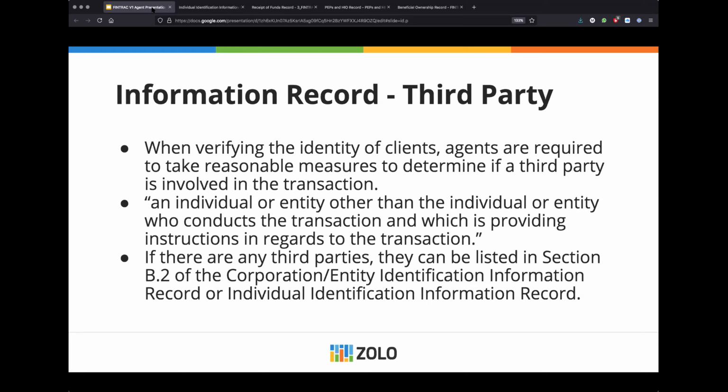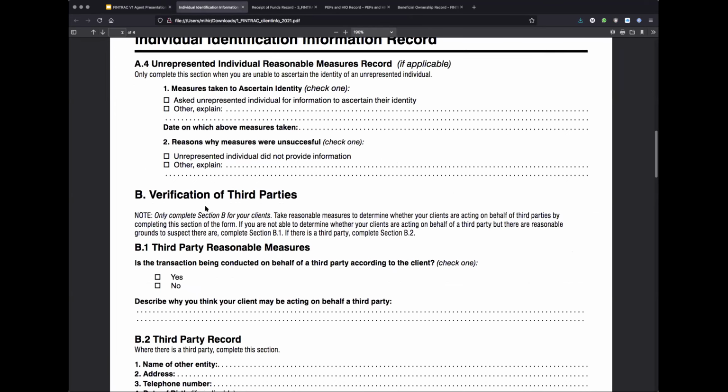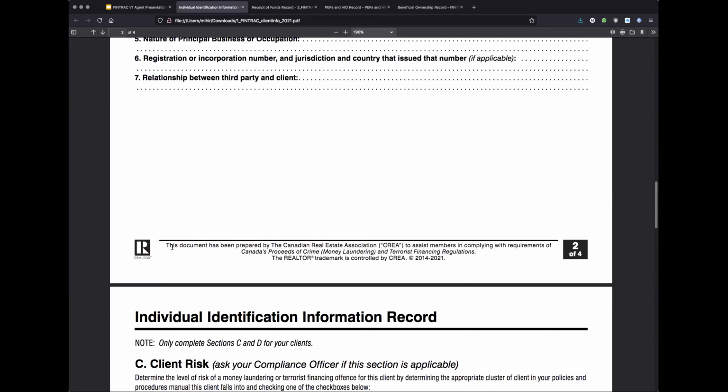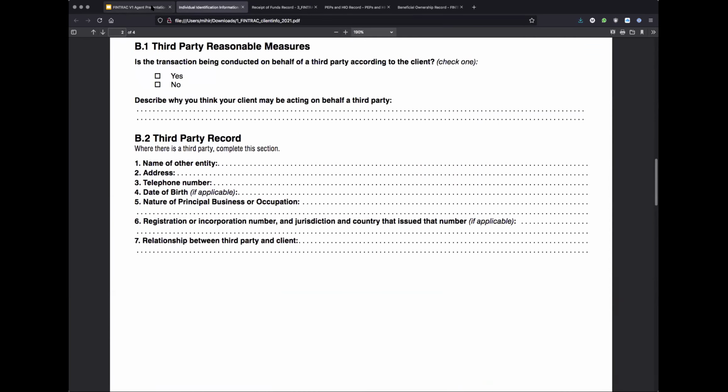I will give you a specific example of a third party in the next slide, but it's important for you to know if there are any third parties, they can be listed in section B.2 of the corporation entity identification information record or individual identification record. So this is a third party record. You are required to complete section B.1 by answering yes or no for every single transaction. If the answer is no, you do not have to complete the B.2. If the answer is yes, you have to attempt to complete B.2.